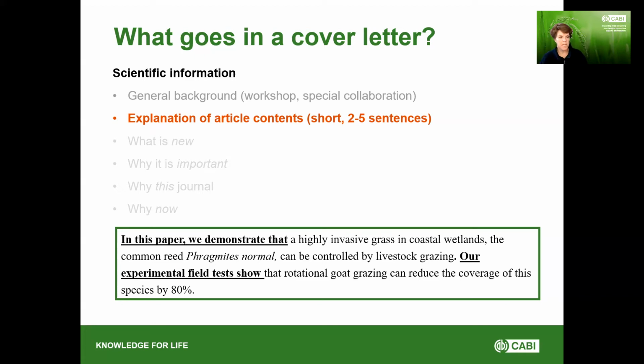So here are some examples. In this paper, we demonstrate that a highly invasive grass on the coastal wetlands, the common reed, Phragmites australis, can be controlled by livestock grazing. Our experimental field results show that rotational goat grazing can reduce the coverage of this species by 80%. There's a condensed summary of the content of the article in short sentences.